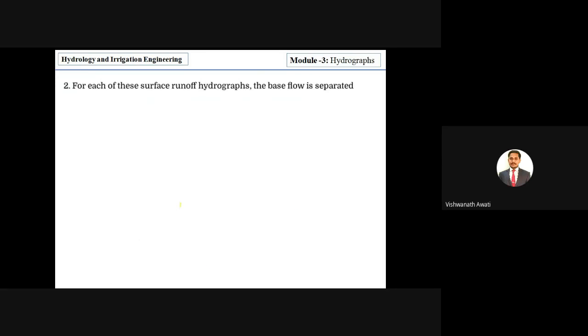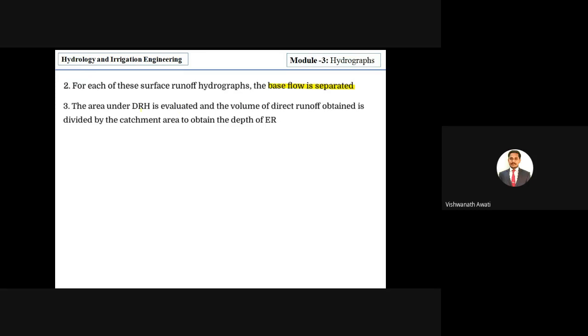Next, after getting the flood hydrograph, we have to make the next step. When we want to derive the unit hydrograph, we have to get the direct runoff hydrograph. To get the direct runoff hydrograph, what do we have to make? The base flow separation from the flood hydrograph. So the next step is base flow separation, and we have three methods, and you can use any one method.